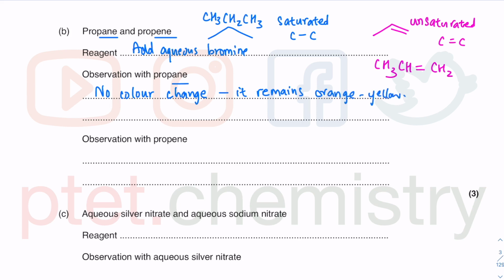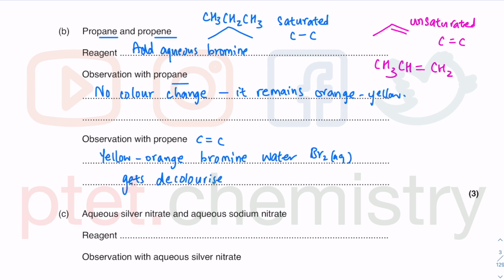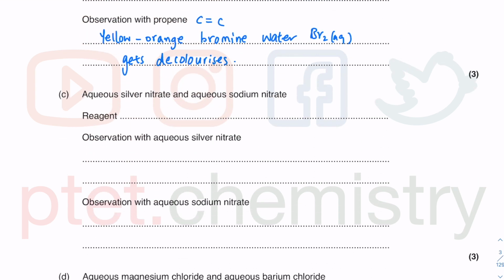Whereas the observation with propene, this has a carbon-carbon double bond. So the yellow-orange bromine solution will be decolorized, or the yellow-orange bromine water. There's bromine aqueous, Br2 aqueous. It gets decolorized. So basically it turns colorless as it undergoes an addition reaction.